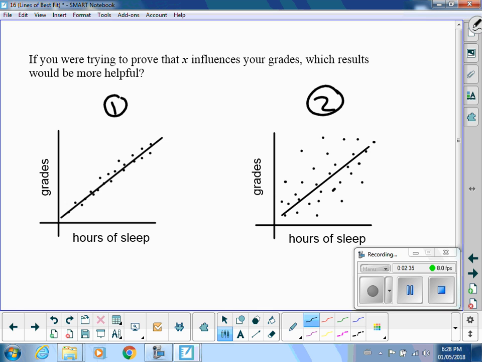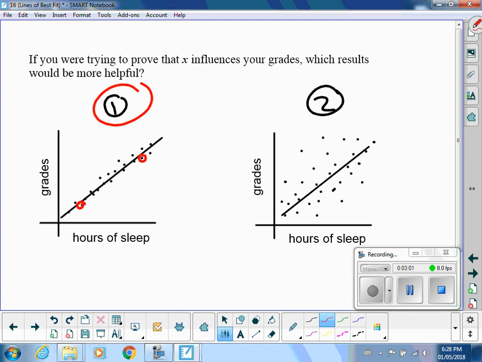So hopefully you had a little bit of a discussion there, and I hope you would agree that graph number 1 definitely shows a better trend, or a stronger trend. All those points are really close together and they're moving up, so it definitely looks like how much sleep you have matters. This person has less sleep, and they have worse grades. This person has more sleep and they have better grades.